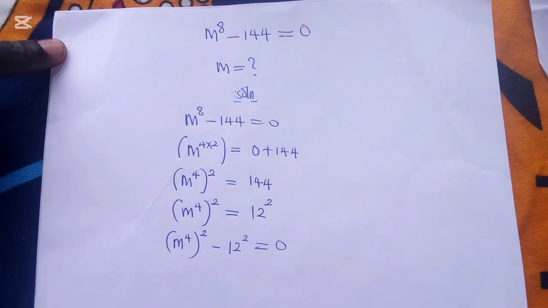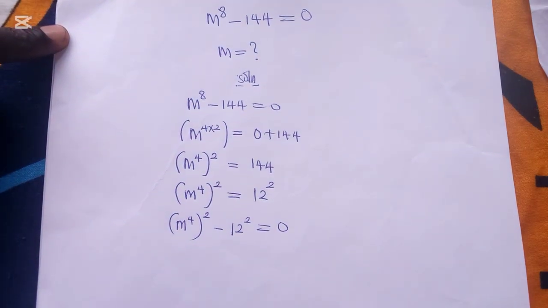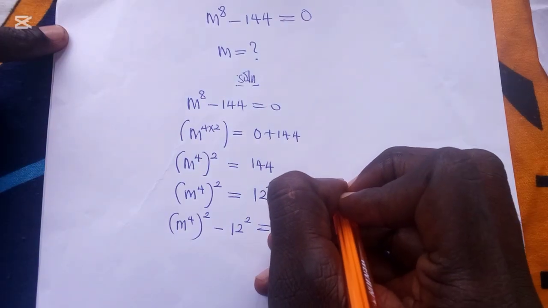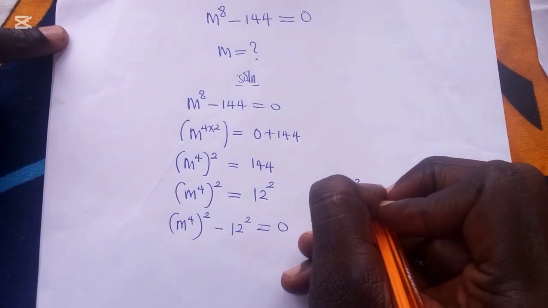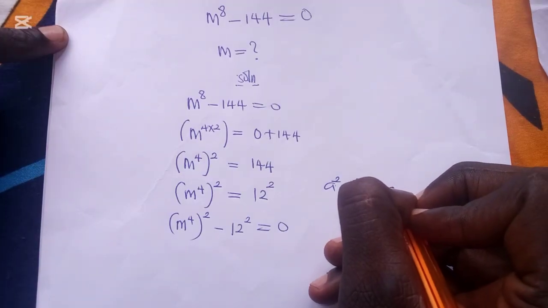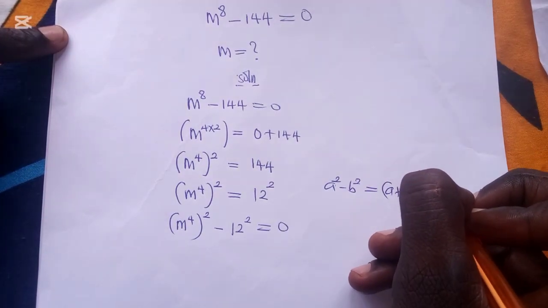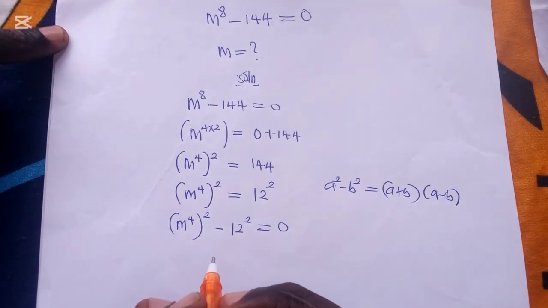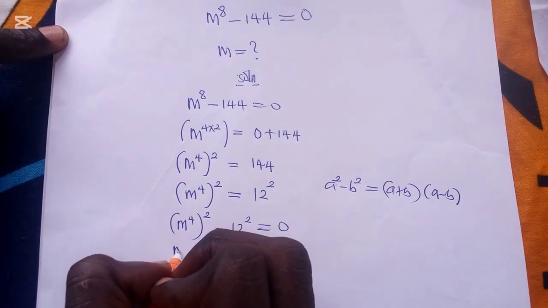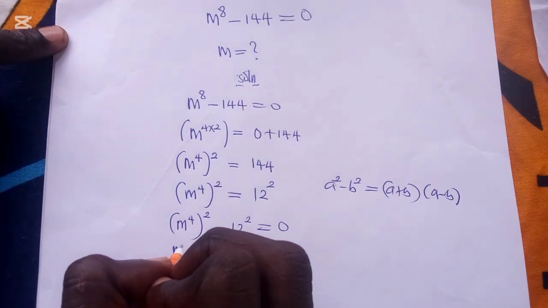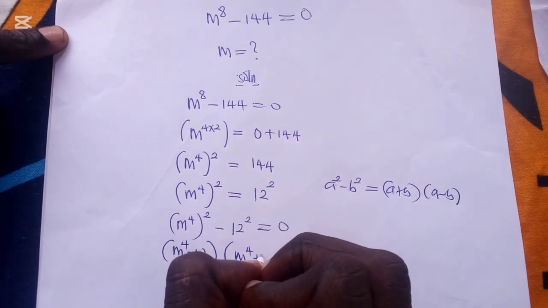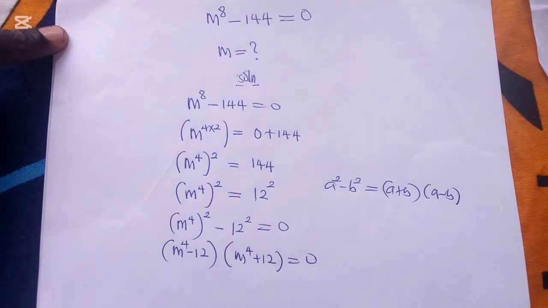Then what are we to do here? We just need to apply the difference of two squares, just like if you have a raised to the power 2 minus b raised to the power 2, this becomes a plus b into a minus b. That's exactly what we are coming to do here. We say this is m raised to the power 4 minus 12 into m raised to the power 4 plus 12, then everything becomes 0.